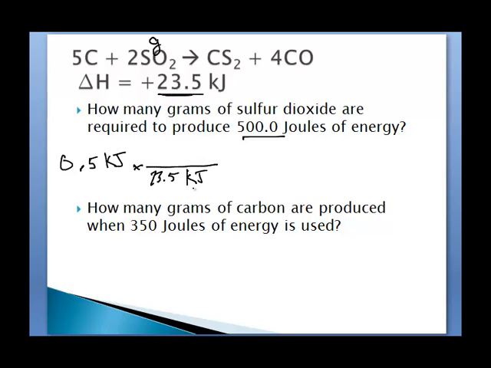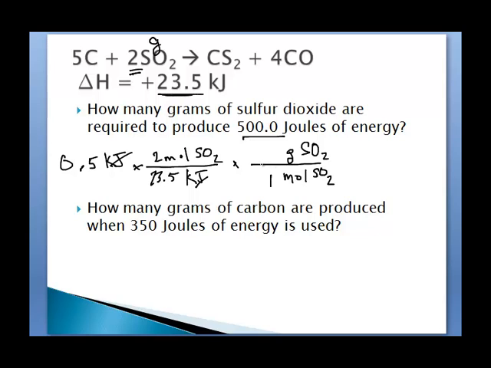So our energy, 23.5 kilojoules. Now remember, this is kilojoules per mole of whatever we're talking about, and we're trying to get sulfur dioxide. So I'm going to say 2 moles sulfur dioxide. That 2 is coming from the balanced equation, and this is our heat for that reaction. So our kilojoules cancel, and now we're going to convert from moles of sulfur dioxide to grams of sulfur dioxide.